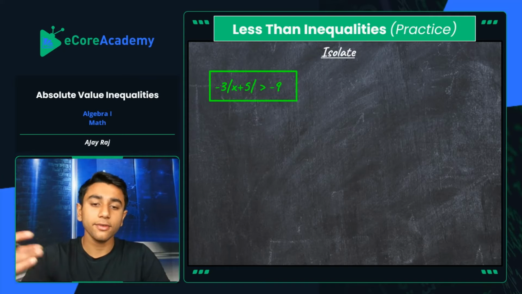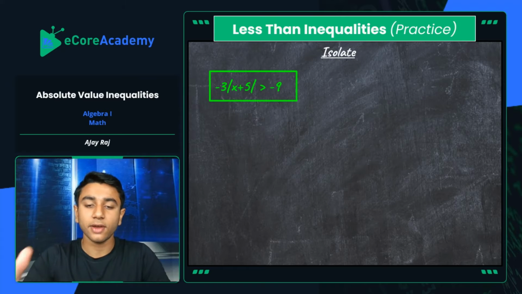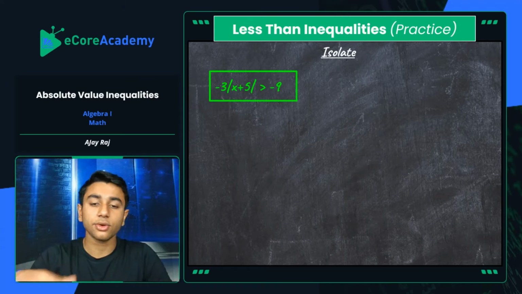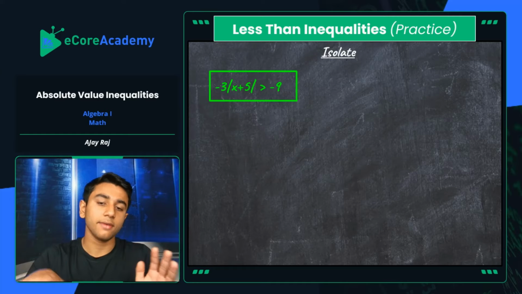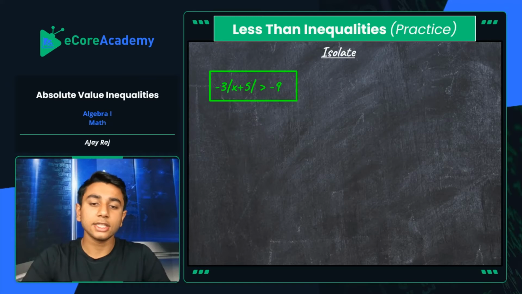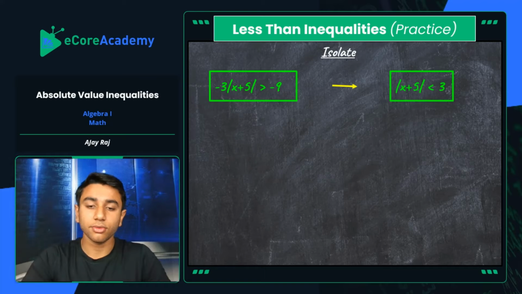We're going to be given -3 times the absolute value of x plus 5 is greater than -9. That's our original problem. Now, what are we going to do? We're going to isolate that absolute value sign. So the only thing we need to do is get rid of that -3 with the x plus 5 so that x plus 5 is on its own in the absolute value sign. So what are we going to do? We're going to divide both sides by -3, and that gives us the absolute value of x plus 5 is less than 3.